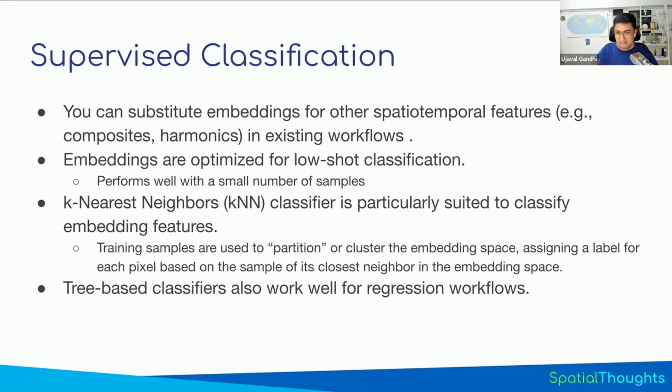But if you want to do regression, where you have your input data and you want to predict a numeric value instead of a class, random forest works really well. So if you're doing any regression, predicting any numeric value like crop yields or water quality or other things, you can just replace your input data stream with embeddings and use a random forest classifier in regression mode for doing this.